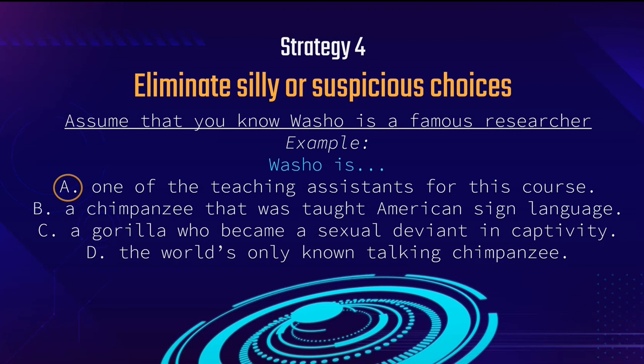For example, Washoe is: A. One of the teaching assistants for this course. B. A chimpanzee that was taught American Sign Language. C. A gorilla who became a sexual deviant in captivity. D. The world's only non-talking chimpanzee. It is obvious that B, C, and D only refer to animals, while Washoe is a person, so A is the only answer that makes sense.